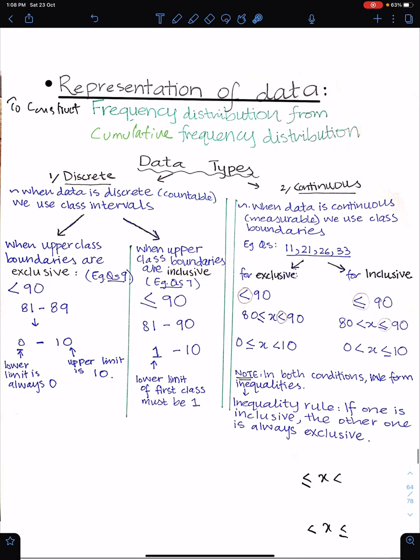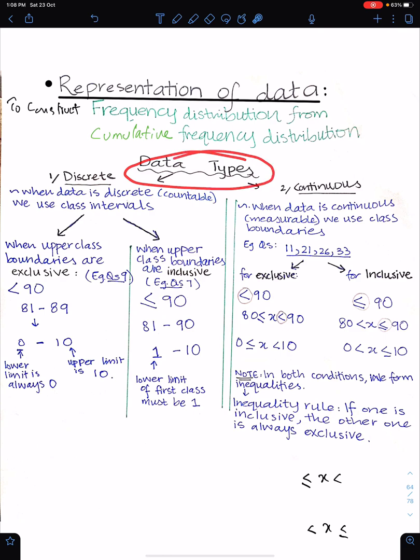In fact, mean and standard deviation. Now, this is, in fact, the last topic of these important notes of S1, representation of data. Well, to construct a frequency distribution from a cumulative frequency distribution, we have to follow these rules. And these rules are very important.